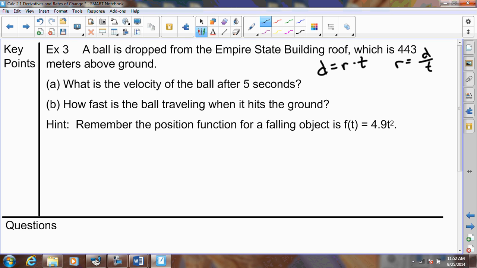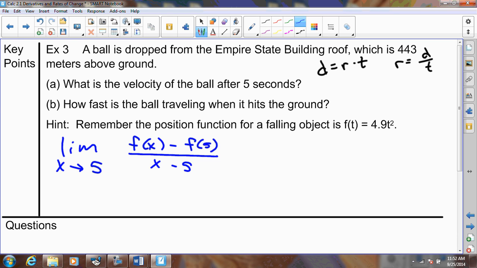Well, our position function is 4.9 t squared. If we want to know velocity, velocity is slope. So we are looking at the slope of the tangent line. Once again, this is a piece where we could take the limit, and for this one I'm going to choose x approaching 5 and use f of x minus f of 5 over x minus 5. If we can figure that out, we have our instantaneous velocity at 5 seconds.